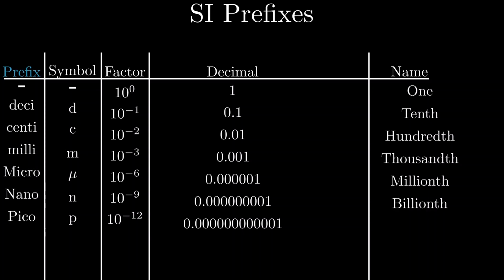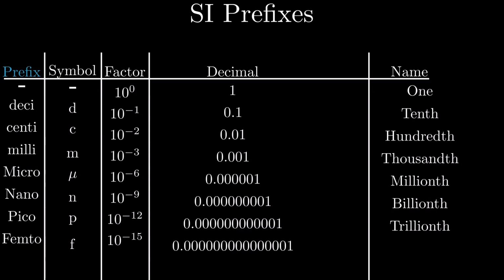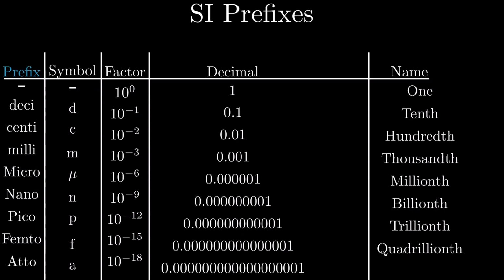10 to the negative 12, that's pico, which is maybe, those are atomic sizes, atomic radius. That's a trillionth. And then you have femto, that's 10 to the negative 15. In fact, the atomic radius, I think it's 10 times the pico numbers there. And then you have atto, which is quintillionth. That's 10 to the negative 18.